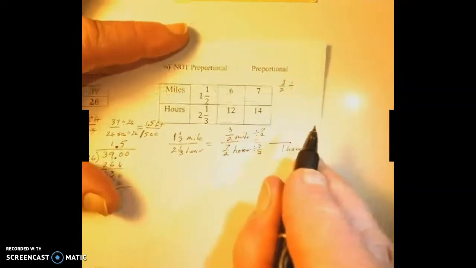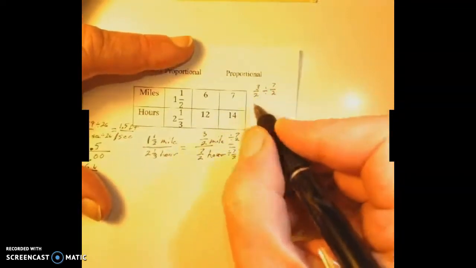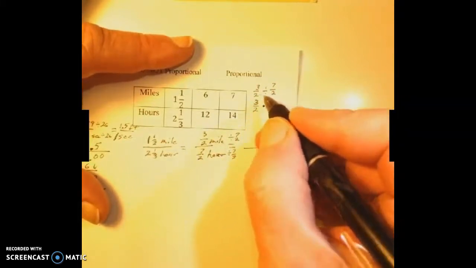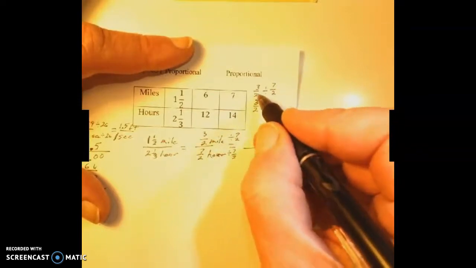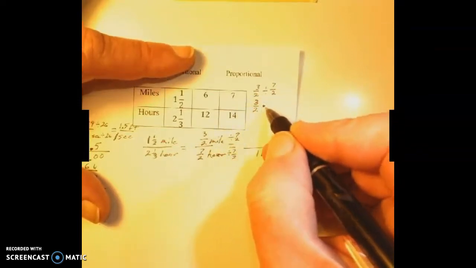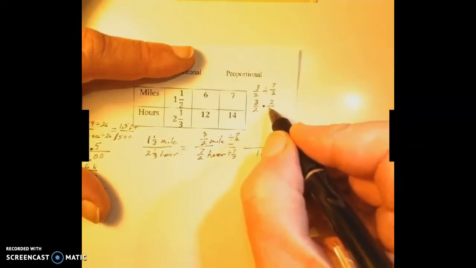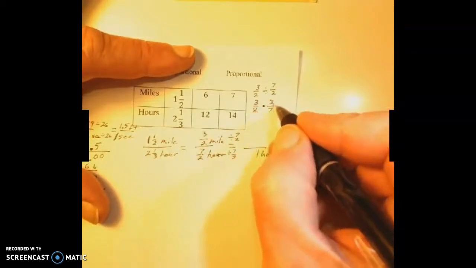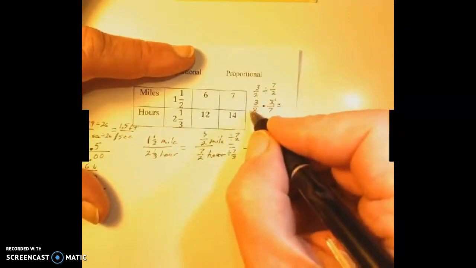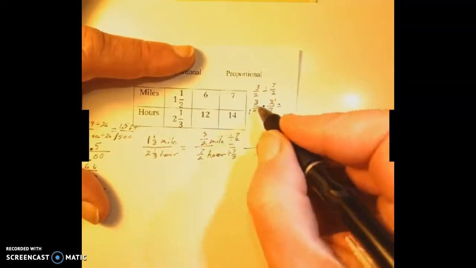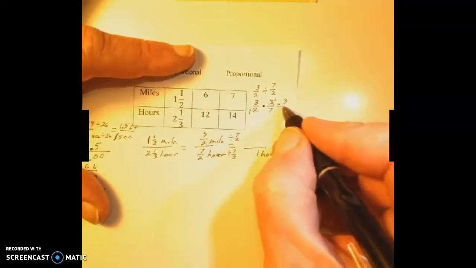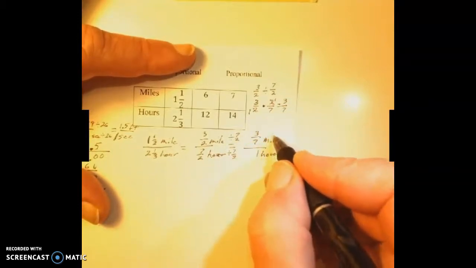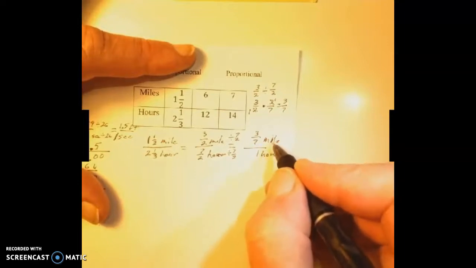3/2 divided by 7/2 is going to be 3/2 times the reciprocal, because you don't really divide fractions, or you do: copy, dot, flip. 2/7, reduce before you multiply. 2 and 2 can both be divided by 2, so they become 1s. 3 times 1 is 3. 1 times 7 is 7. So this is 3/7 of a mile in 1 hour.